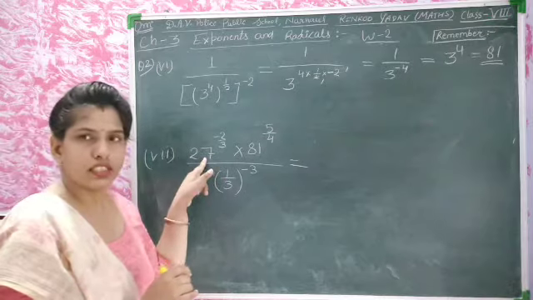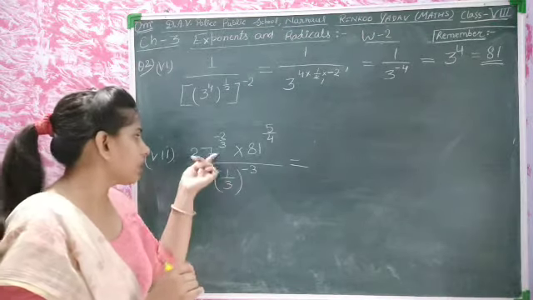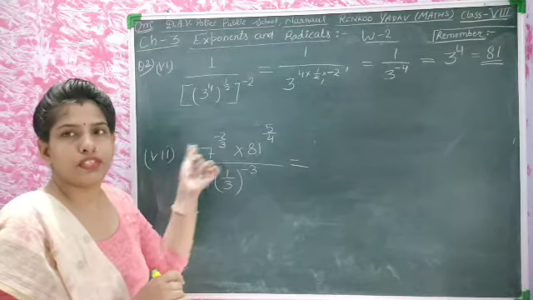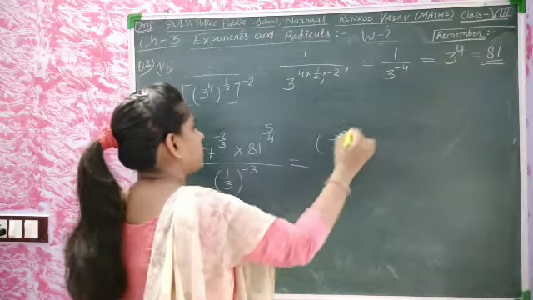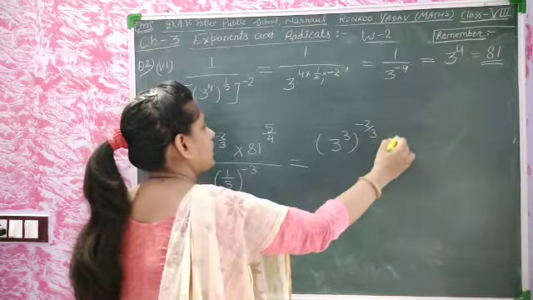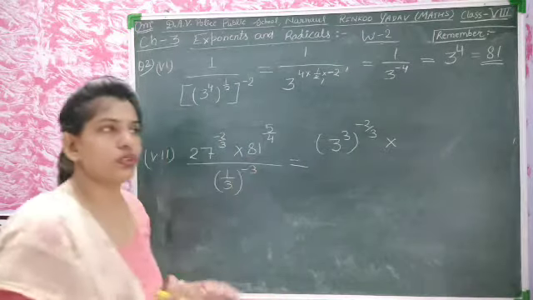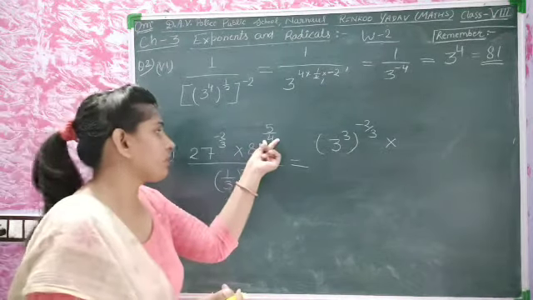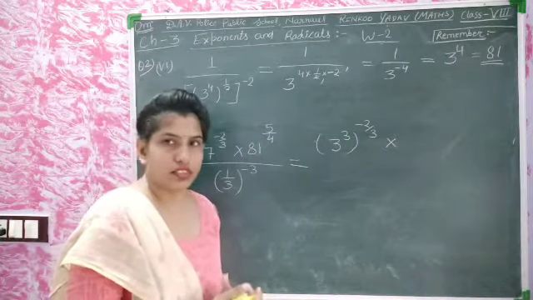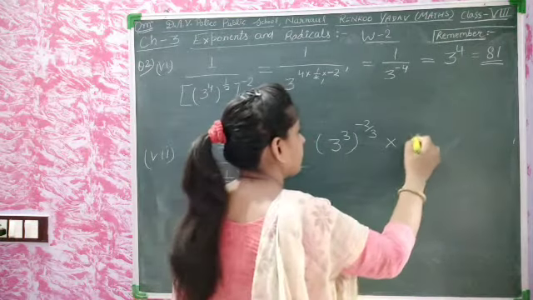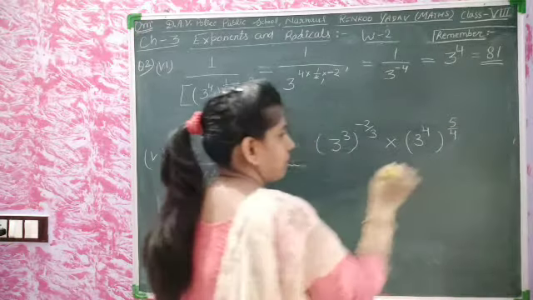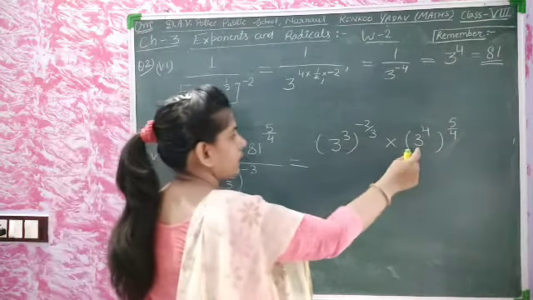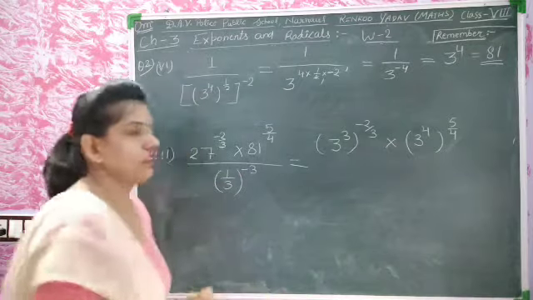27 we are seeing here. Try to make it in the powers of 3. Yes, 3 to the power 3, to the power minus 2 by 3. And into, there is the 81, whose 4th power is 81, because there is a 4. Yes, 3 to the power 4, to the power 5 by 4. In place of 81, I have written it as 3 to the power 4.